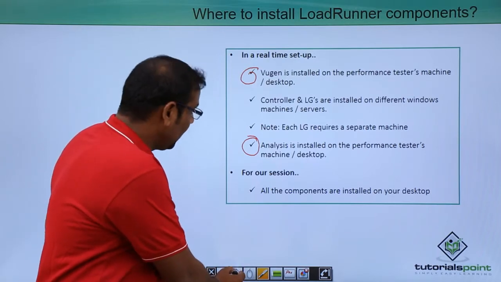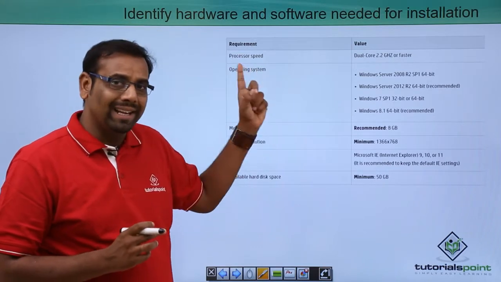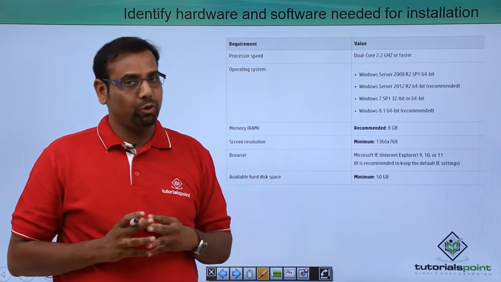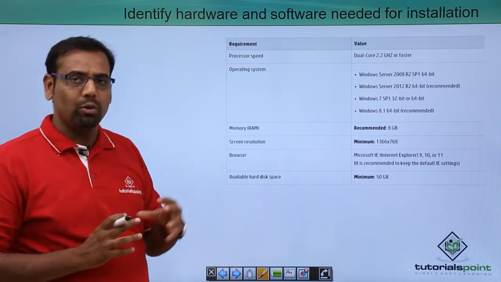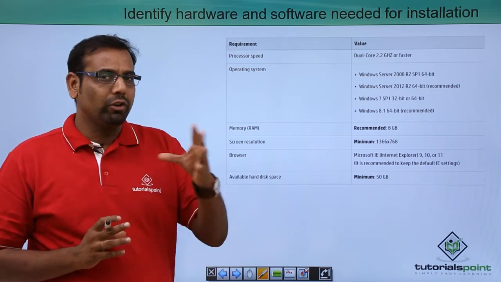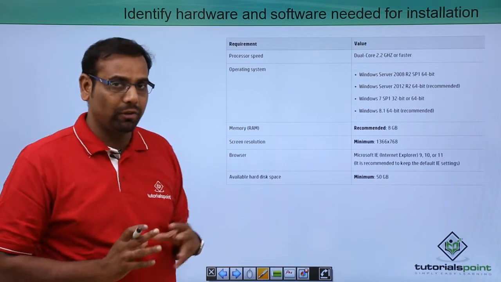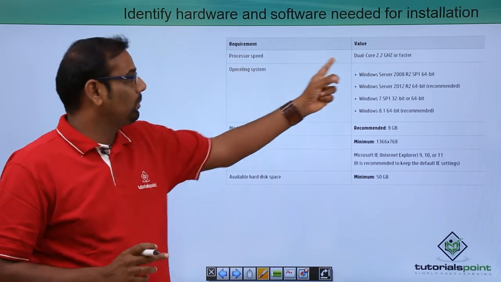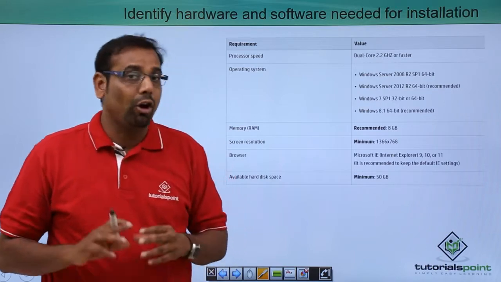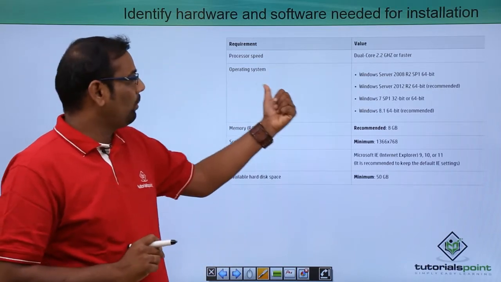Now, let's see what system configuration you have to have when you download and install LoadRunner. This is for LoadRunner version 12.5. Based on the version, this requirement might change, but we are talking about version 12.5. Well, the processor speed has to be a minimum of dual core with 2.2 gigahertz or even faster. Faster is always better.